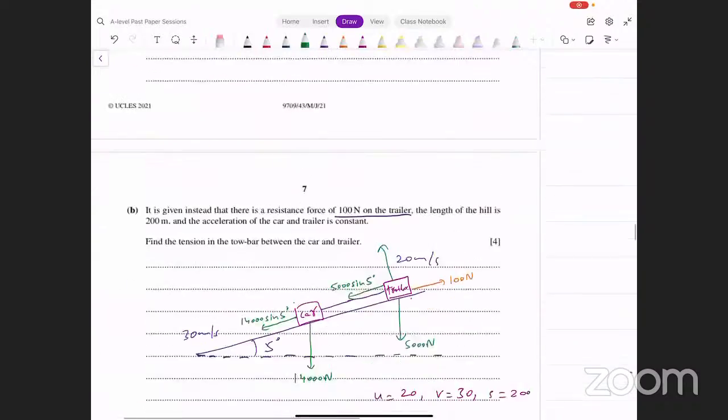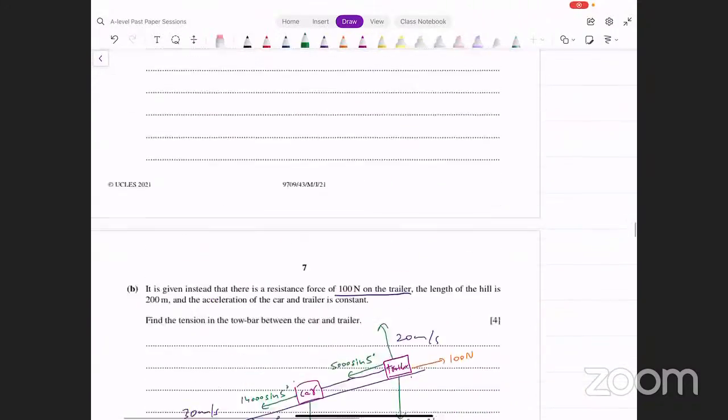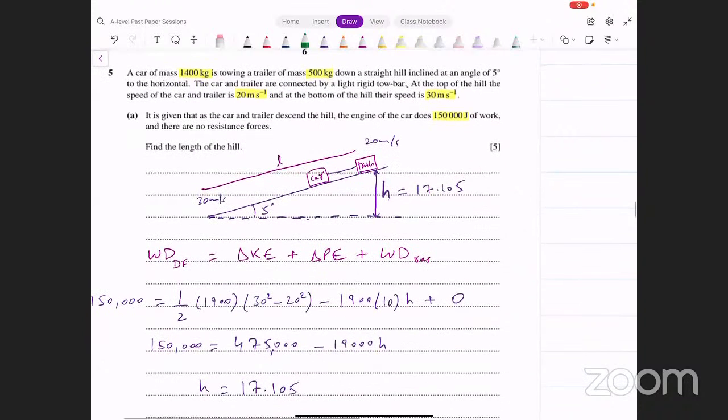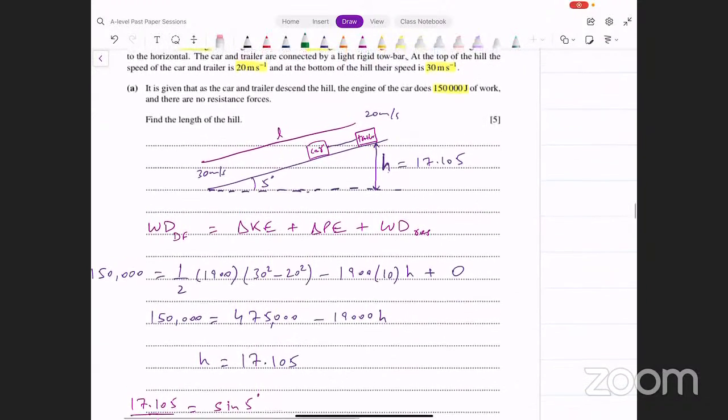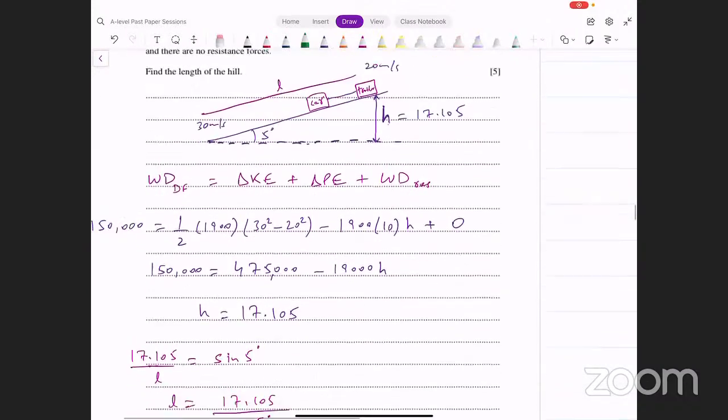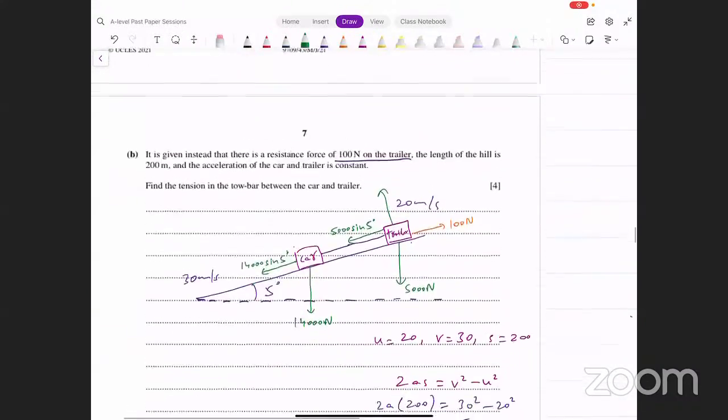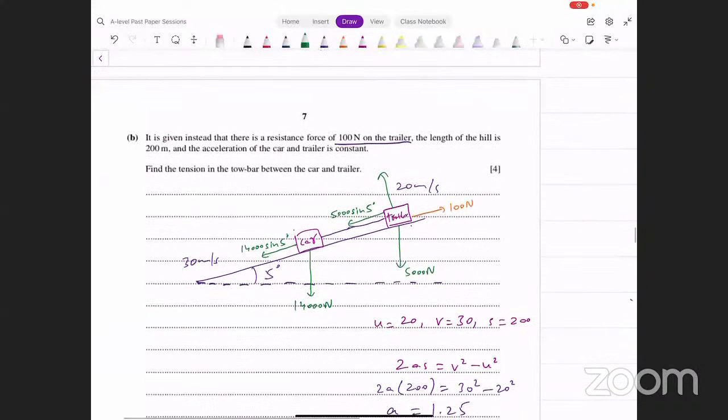Do we have any driving force there? Let's have a look at that. The speeds are constant, and at the bottom of the hill, their speed is 30 meters per second. Okay, so we are not really given any driving force there. The driving force का हमारे पास कोई भी नहीं आ रही यहाँ पे। Acceleration is constant, resistance force. Can you spot the driving force anywhere? Am I missing something?